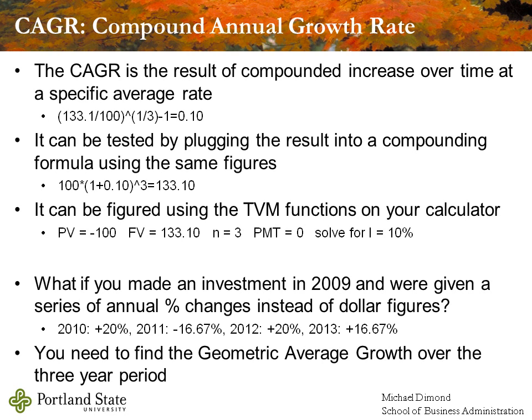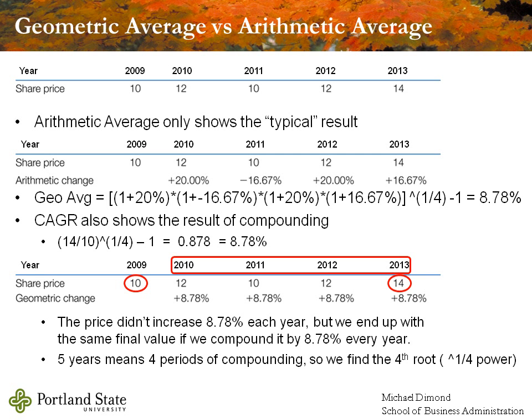2011, you lost 16 2/3%. 2012, you gained 20%. 2013, you gained 16 2/3%. If you were going to figure out what the average rate of change was, you'd need to find the geometric average growth over the 3-year period. And the next slide kind of illustrates the hows and whys of this. The numbers that would work to give us those percentages are shown in the top there. If we have a share price for each of those years, in 2009 you might have bought at $10, in 2010 it was worth 12, in 2011 it was worth 10 again, in 2012 it was worth 12 again, and in 2013 finally it's worth $14.